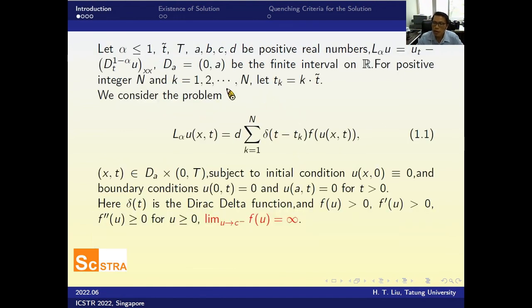So we now conclude our results right here. We are considering a diffusive problem on the line from 0 to a. This diffusive problem has a forcing term, the so-called energy generator, on the right-hand side of the equation. Most importantly, the energy generated is in the form of impulse type. Now, if the solution U reaches a certain point C, such that f of U becomes infinity, we call this quenching. When quenching occurs, it means that the whole system will blow up and no longer exist.